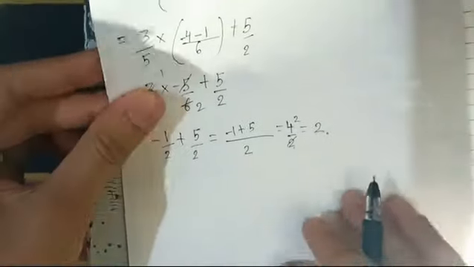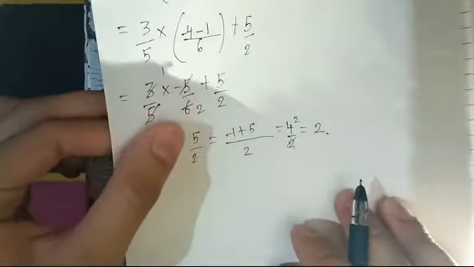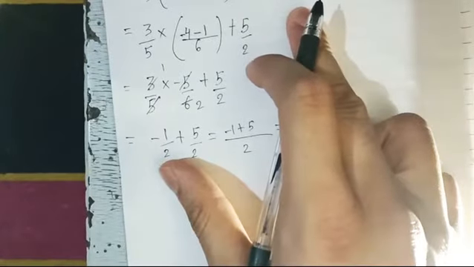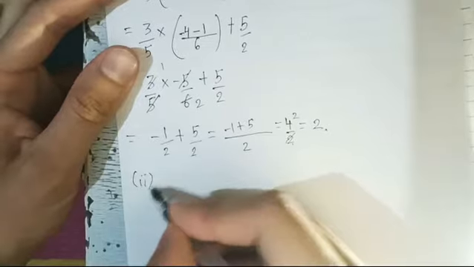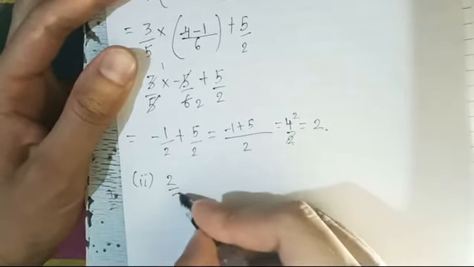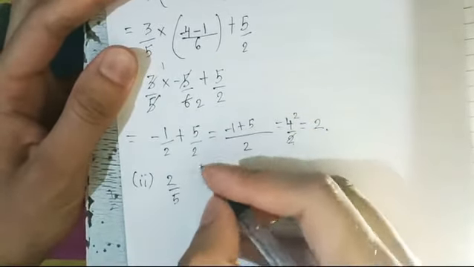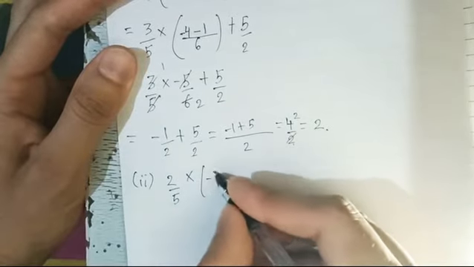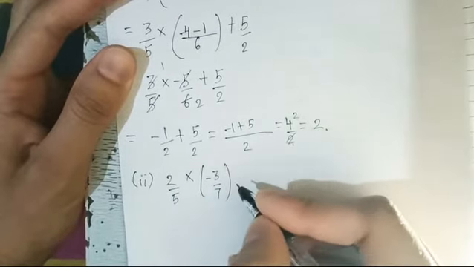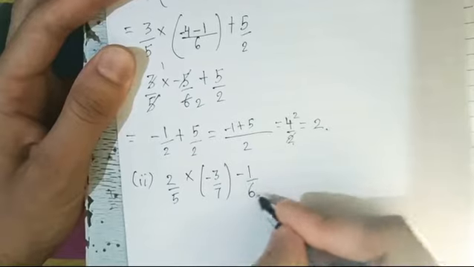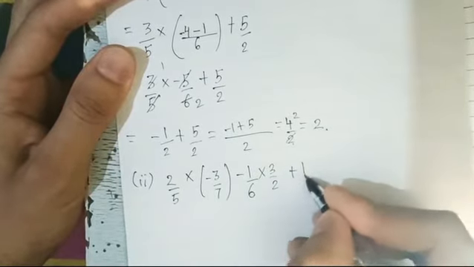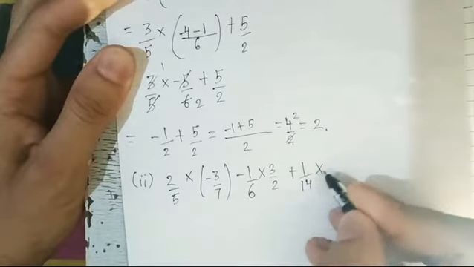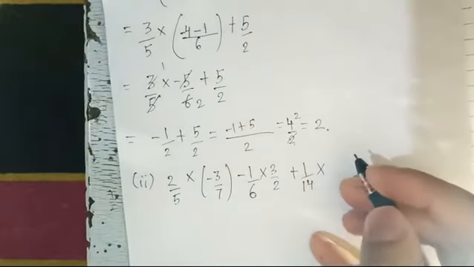Now moving towards the second question. What was the second question? 2 upon 5 multiply with minus 3 upon 7 minus 1 upon 6 multiply with 3 upon 2 plus 1 upon 14 multiply with 2 upon 5.